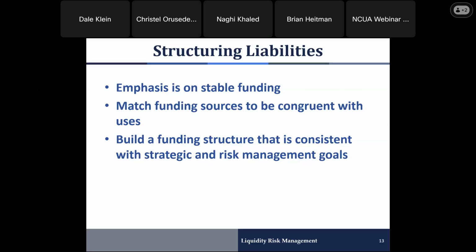In conclusion, structuring liabilities on a credit union balance sheet involves managing funding sources to ensure stability, align with strategic goals, and mitigate risks. Credit unions can optimize their balance sheet structure and enhance their financial performance by employing stable funding, matched funding, and consistency with strategic goals.